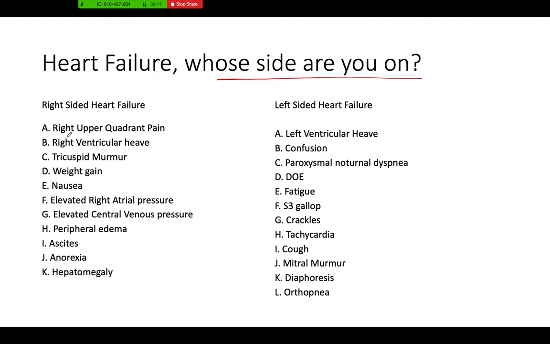And so just sort of going through the symptomology, right upper quadrant pain, that's the pain at the liver because of that congestion of blood. Right ventricular heave, placing your fingers on the sternum right above the right ventricle, you should feel a heaving sensation of that right ventricle as it beats. You may have a tricuspid murmur. Weight gain is common as this edema starts to build up. Nausea as well as anorexia is because of all of this extra fluid in your GI system causing you to feel nauseous and anorexic. Elevated right atrial pressure, elevated central venous pressure, peripheral edema. Ascites are dilated veins that you can see on the abdomen. And hepatomegaly is our swollen liver. And you can have a swollen spleen as well, which would be your splenomegaly. Okay.